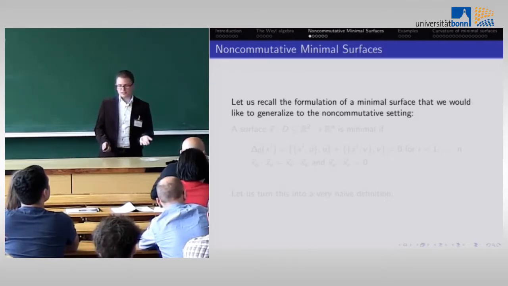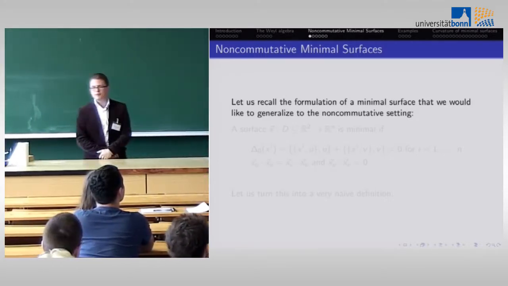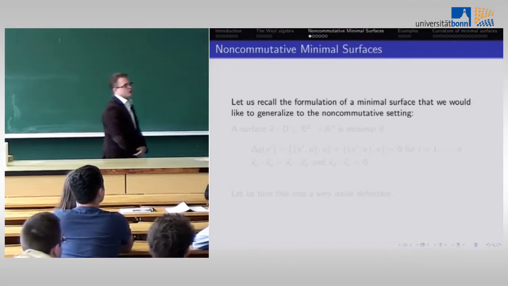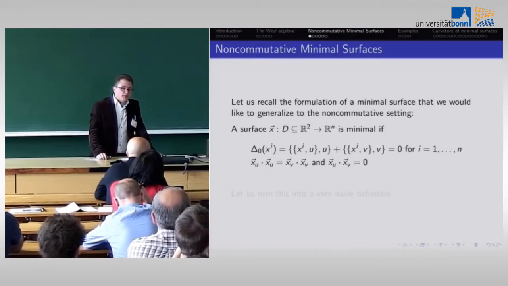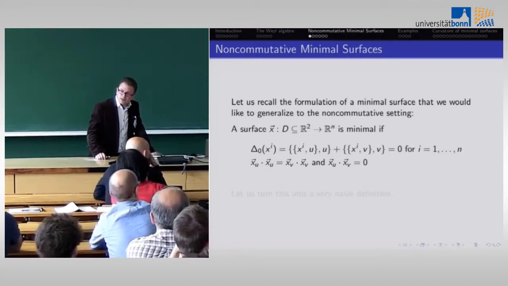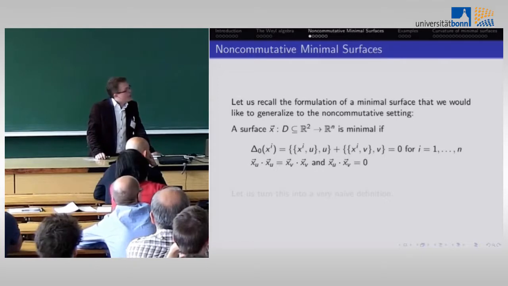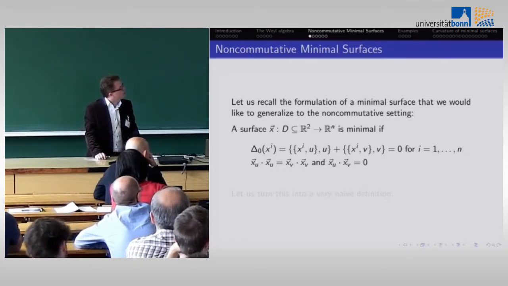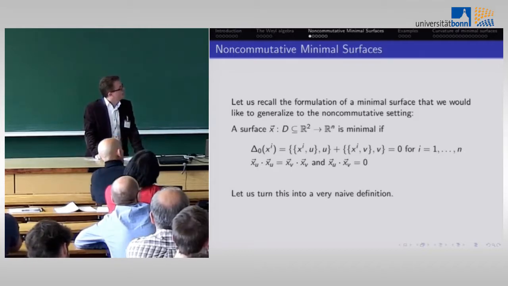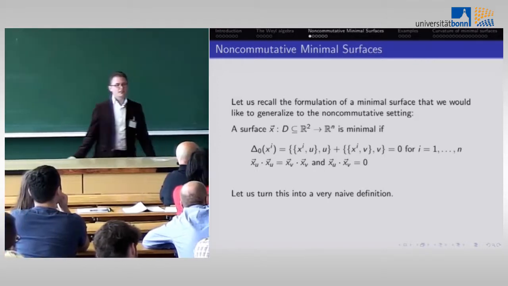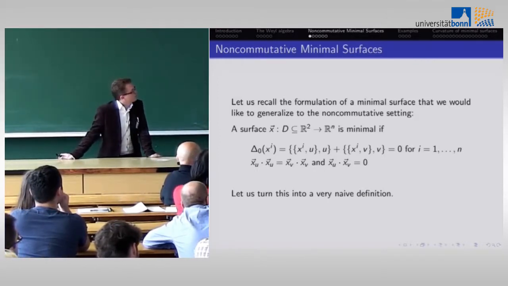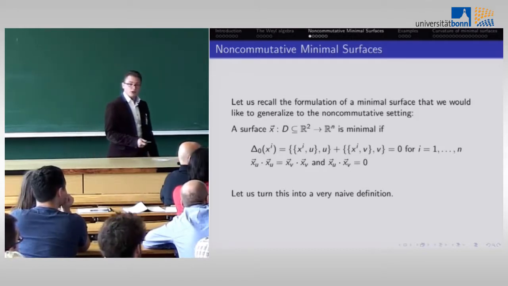So what would we like to do? We had a particular formulation of a minimal surface that we would like to generalize to the non-commutative setting, namely this one. So we had harmonic elements, so Laplace of xi is equal to 0, and the fact that the parameterization was conformal. So these scalar products here have to vanish and the two have to be equal. And let us start now by turning this into the most naive definition you could ever imagine. So replacing small letters by big letters and Poisson brackets by commutators, right?